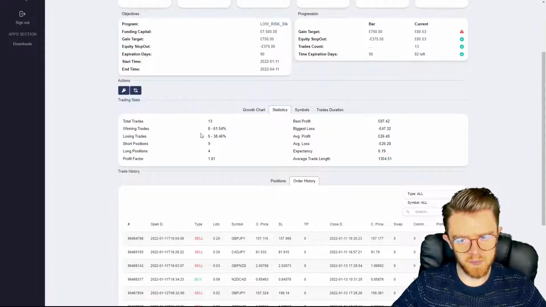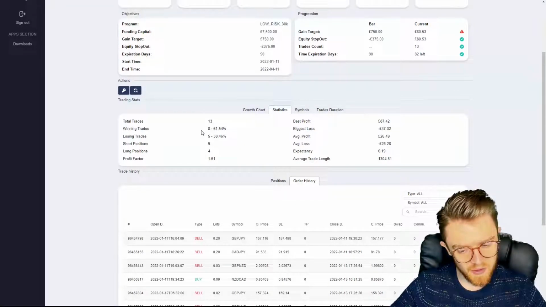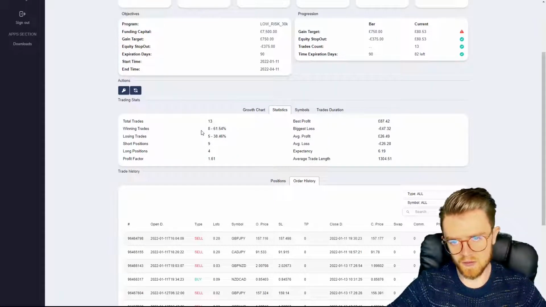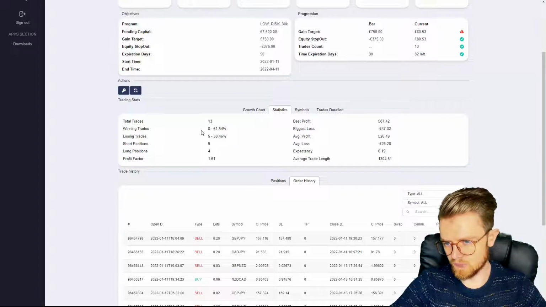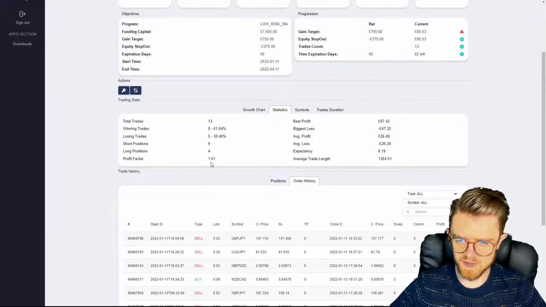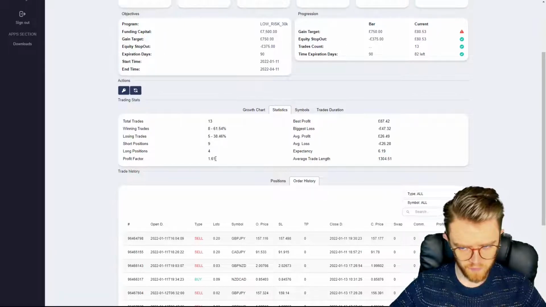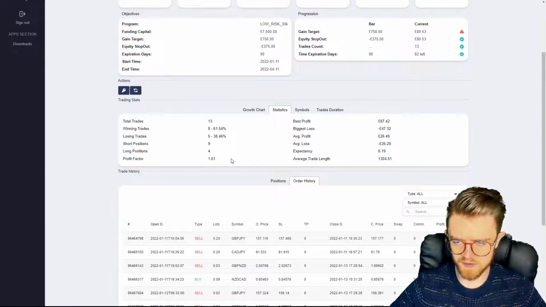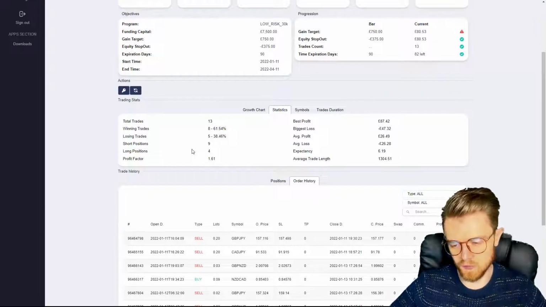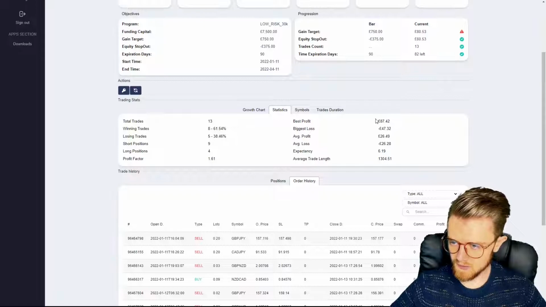So ideally we do want more winning trades, ideally at least above 50, depending on your risk to reward ratio. Maybe it needs to be a bit higher on the winning trade side if you are using a much lower risk to reward ratio. So we can see the amount of short positions, long positions, profit factor. Profit factor on this account is 1.61. So we do want the profit factor above 1 in order to maintain profitable performance.